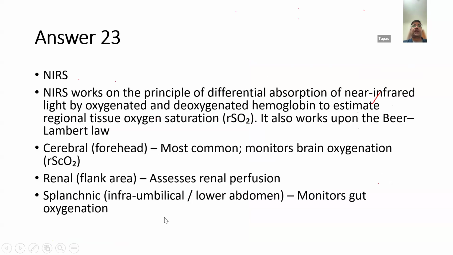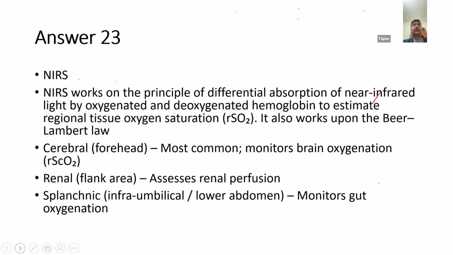So this is NIRS. Basically, it works on the principle of Beer-Lambert law, which we already discussed in the first question. So the most common site of monitoring is the cerebral, that is the forehead, where it monitors the brain tissue oxygen uptake. And you can also use it to see the renal perfusion by placing the probes over the flank areas, and you can also monitor the gut perfusion and oxygenation by placing the probes over the splanchnic area in the infraumbilical or lower abdomen.